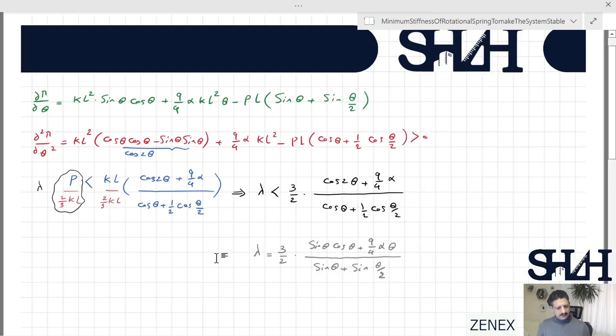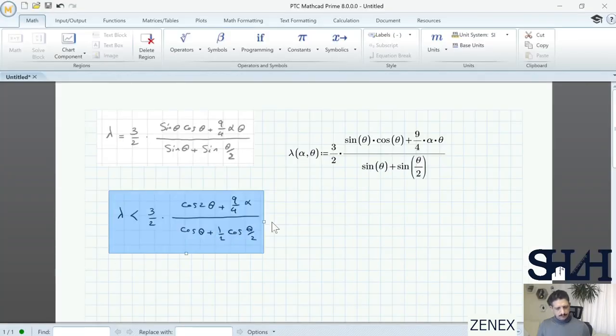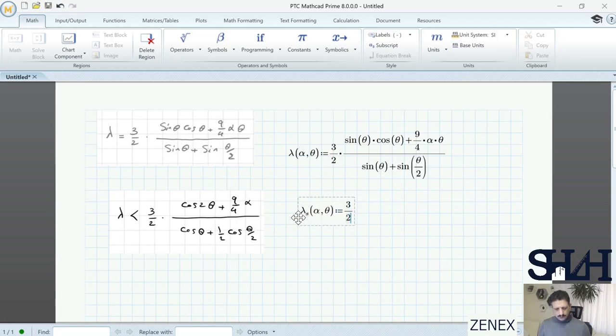The condition to be stable: lambda s as a function of alpha and theta will be 3 divided by 2 times cos 2 theta plus 9 over 4 times alpha, divided by cos theta plus 1 over 2 times cos theta divided by 2.